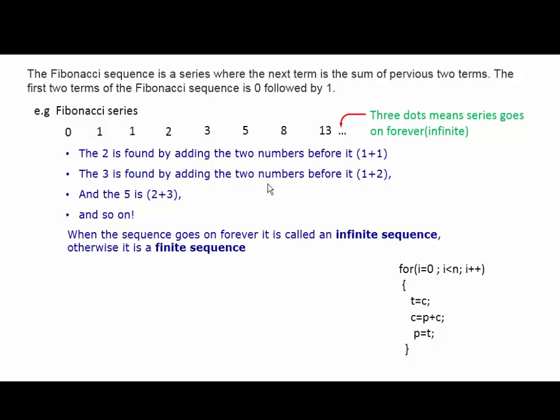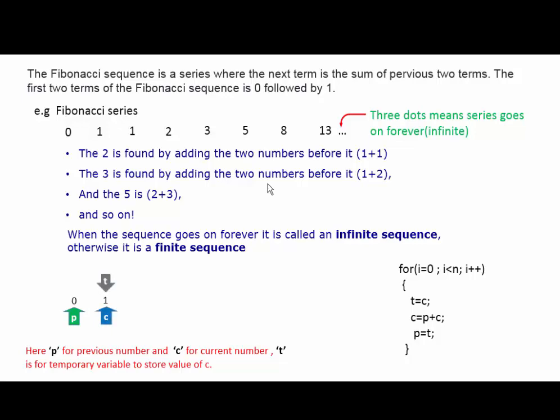Let's understand the execution of this logic. Here p is declared for the previous number, c is declared for the current number, and t is a temporary variable to store the value of c. Let's understand the execution of the logic. We initialize p as 0 and c, the current variable, as 1, and the value of c is assigned to the t variable.